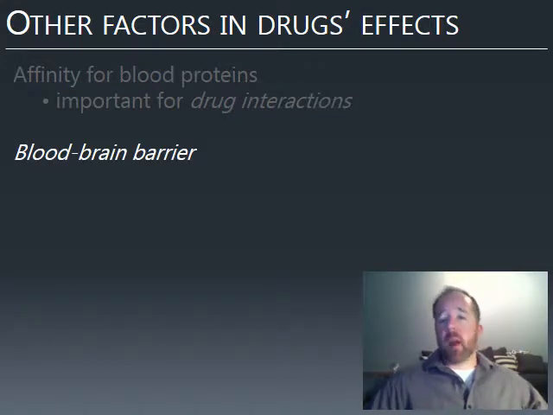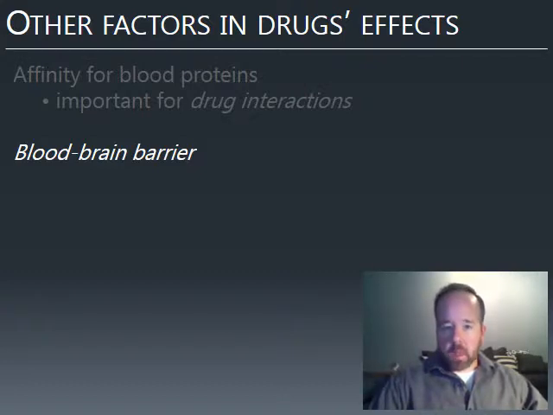There's also the blood-brain barrier. So most of the body, it's pretty easy to get a drug into the body from the bloodstream. The blood-brain barrier is just what it sounds like. It's an extra layer of protection the brain has. It makes it harder to get drugs into the brain.